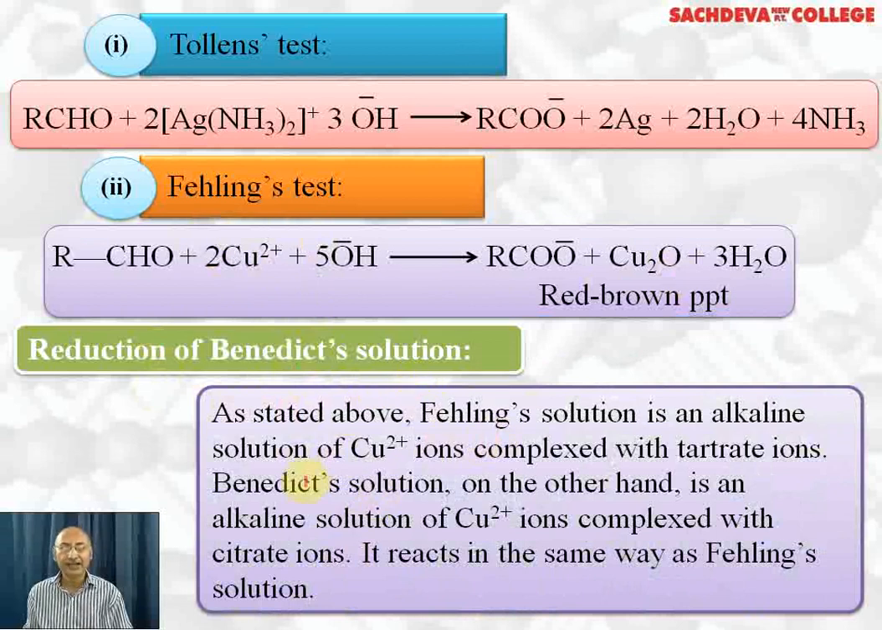Fehling solution is an alkaline solution of copper ions complexed with tartrate ion, Rochelle salt, that is sodium potassium tartrate. Benedict solution, on the other hand, is an alkaline solution of copper ion complexed with citrate ion. It reacts in the same way as Fehling solution and gives a reddish brown precipitate with aldehydes.